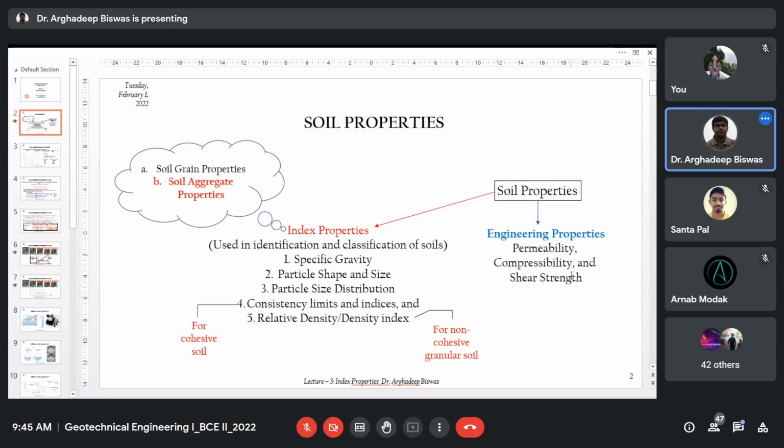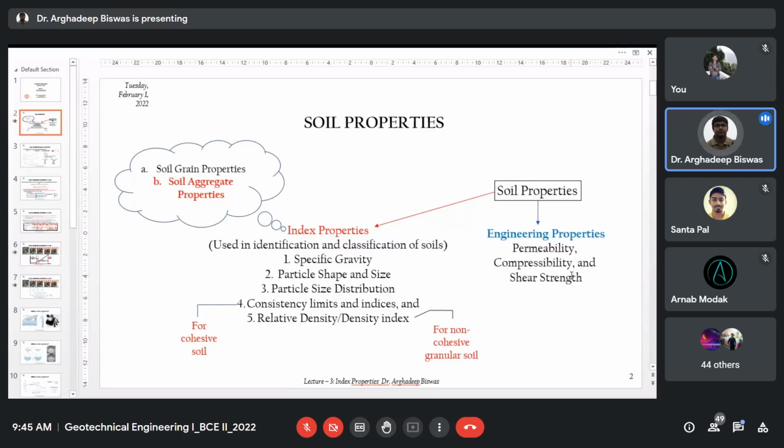The more the specific gravity is, it is expected, not as a direct measurement, the less will be the compressibility. Regarding specific gravity, it does not carry a direct relationship with permeability, but regarding the flow of water and some behavior during that flow of water, that depends on the specific gravity of soil particles.